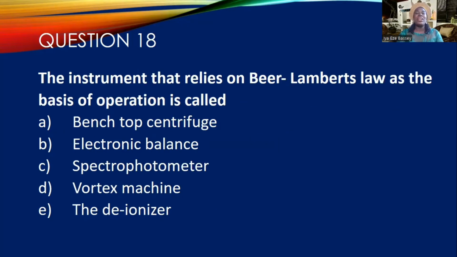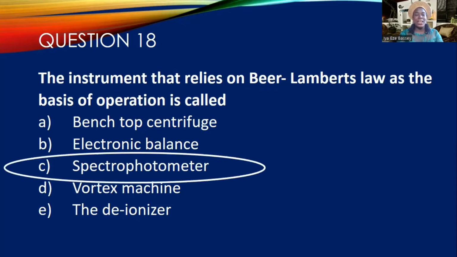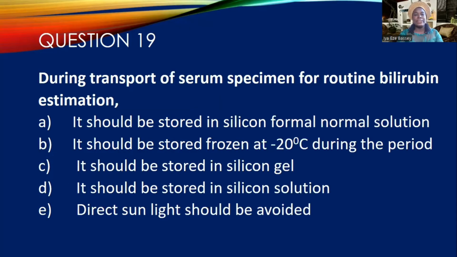The instrument that relies on the Beer-Lambert law as the basis of operation is called what? A benchtop centrifuge, electronic balance, spectrophotometer, vortex machine, the deionizer. What's your answer? It's very glaring. I will go with spectrophotometer. If you also see a colorimeter, that also follows the Beer-Lambert law. So you can have your answer as either spectrophotometer or colorimeter.